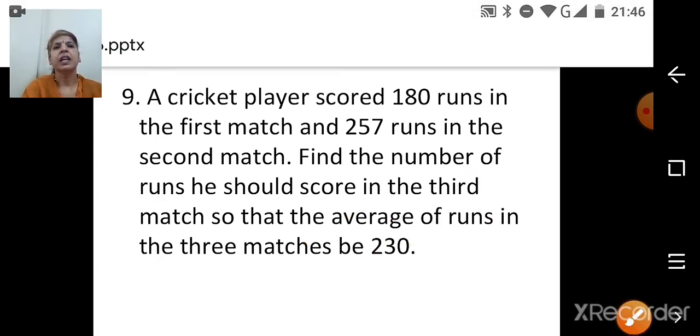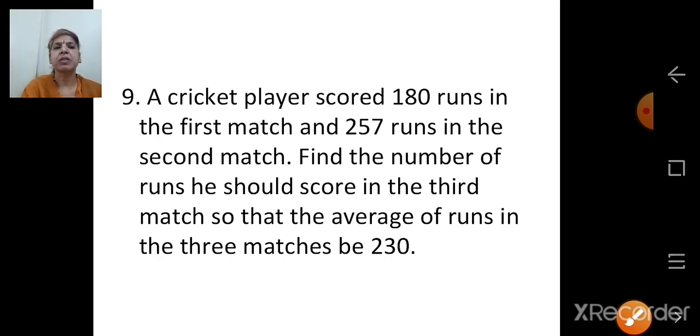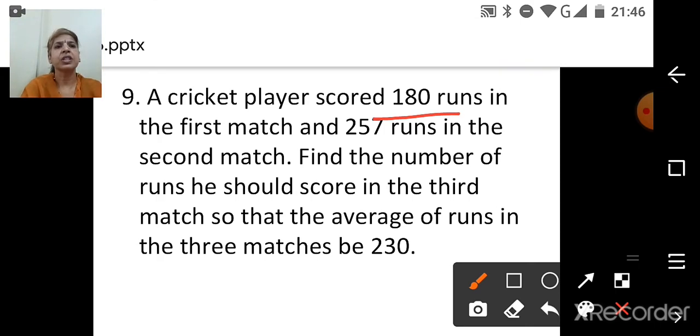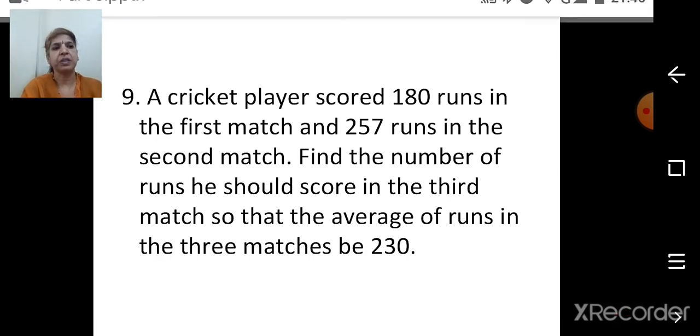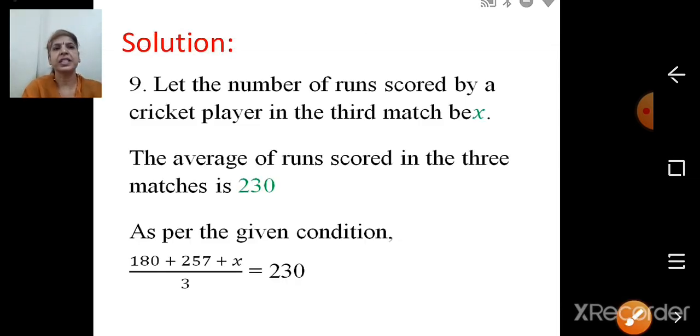So here three matches are there. The cricket player scored 180 runs in the first match and 257 runs in the second match, and we have to find the number of runs he should score in the third match so that the average runs is 230. So what is asked, that we will take as x. Let the number of runs he should score in the third match be x, and then we will continue. So, the solution, let's start.